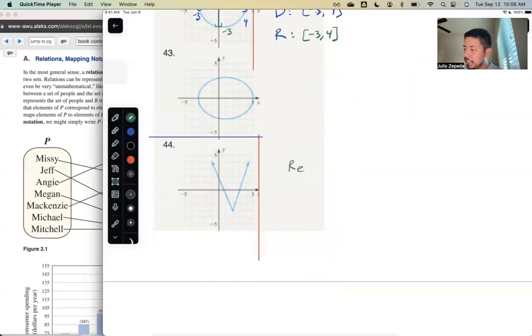So it's still a relation also. A relation is just a set of points. So if it's a set of points, it's a relation. But this one here is also a function, and that's what we care about. We're interested in functions most of the time in this class.